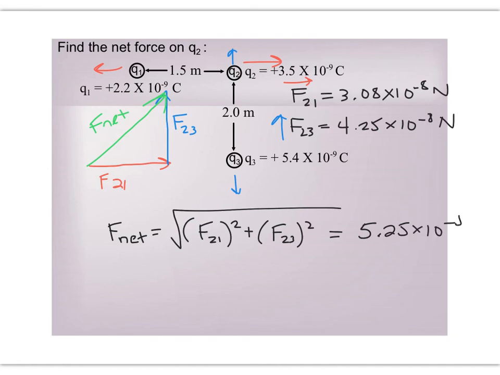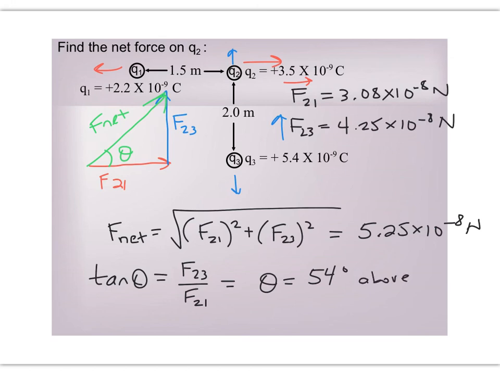And that's the magnitude of the force, but I do need to describe the direction. So what I need is theta. One of the things I can do is tan theta equals F23 over F21. And so then I can get theta to be 54 degrees, so 54 degrees above the positive x-axis. And that would be the direction.